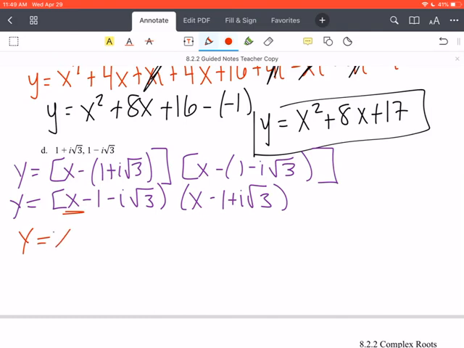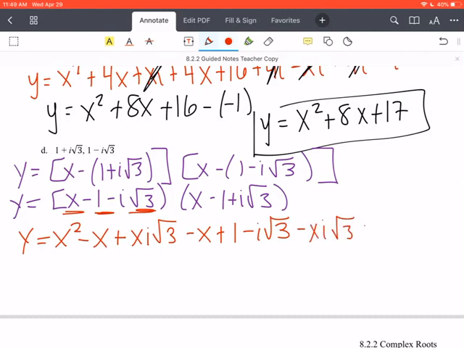y equals x squared minus x plus xi root 3. Okay, now negative 1, negative x plus 1 minus i root 3. Now negative i root 3, so negative xi root 3 plus i root 3, and then be careful here. Negative i times i is negative i squared, but then root 3 times root 3 is 3, so we have minus 3i squared. Sorry, I'm just reordering those a little bit.